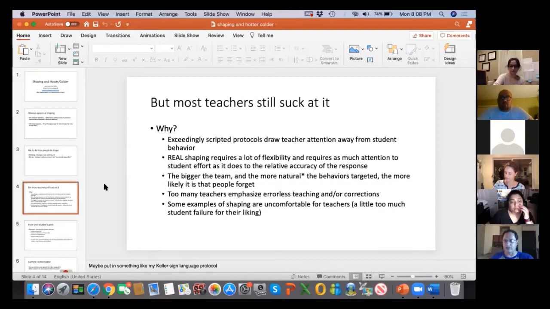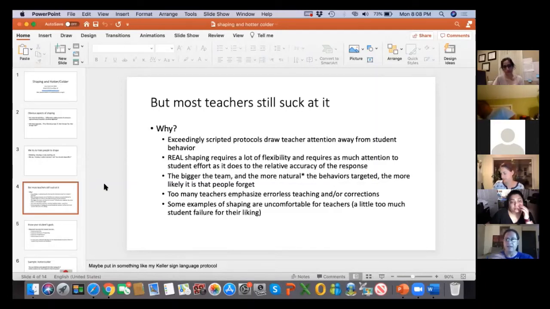Versus if he was just out the window and he just did this, or he did this, but we could tell that he wasn't interested because we can gauge effort really well, then we should treat that differently. We could get into different examples of how to treat that differently, I suppose, too. So real shaping requires flexibility and really careful attention to the student effort, almost as much as it does to the accuracy of the student response.